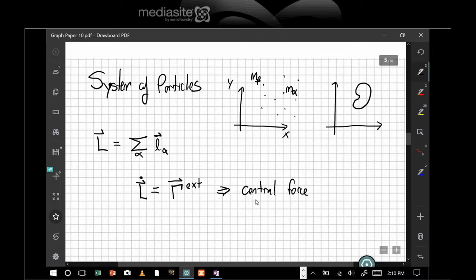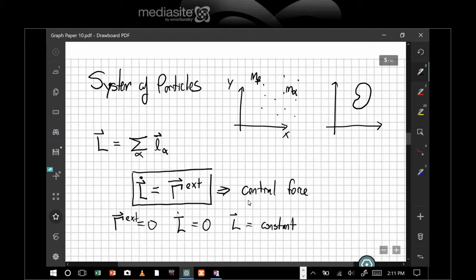So what's going to happen is all the internal torques for a central force are going to be equal to 0. This is the main result: the angular momentum of a system of particles will only change if there's a net external torque. Thus, if there is no net external torque acting on a system, then L dot is equal to 0. That means L, the angular momentum of a system, is a constant, and that is conservation of angular momentum. We'll show in class why this is the case, and you'll read about this.